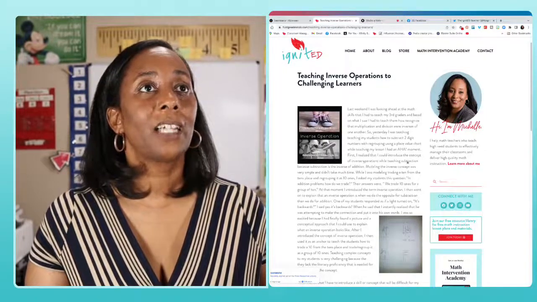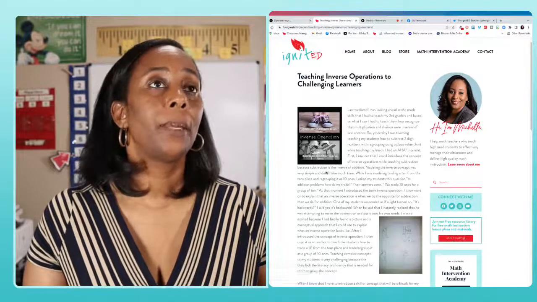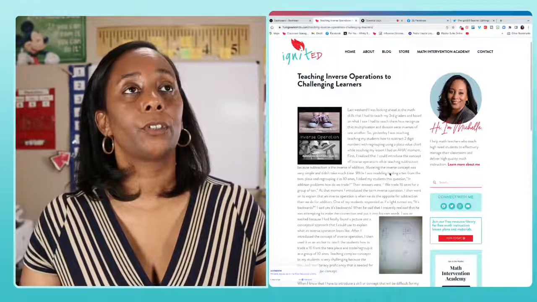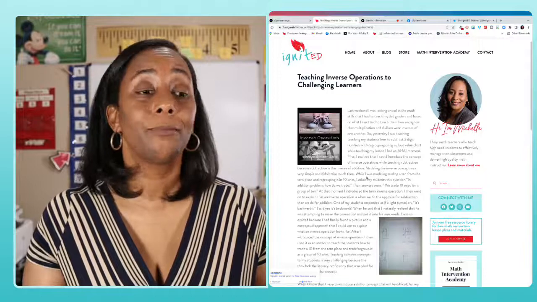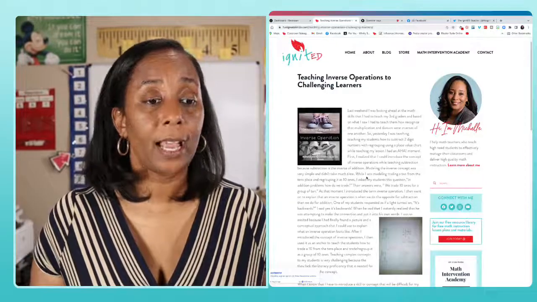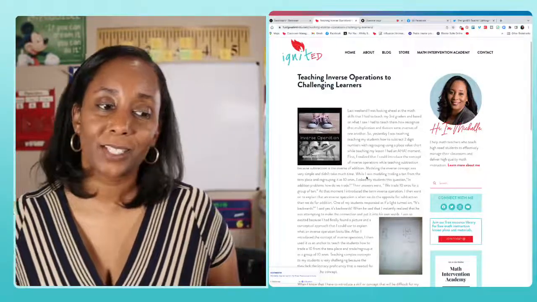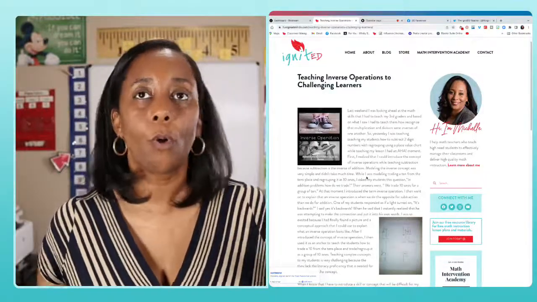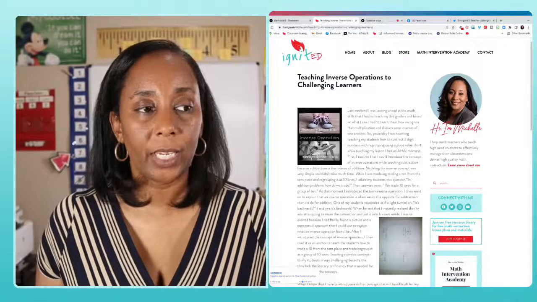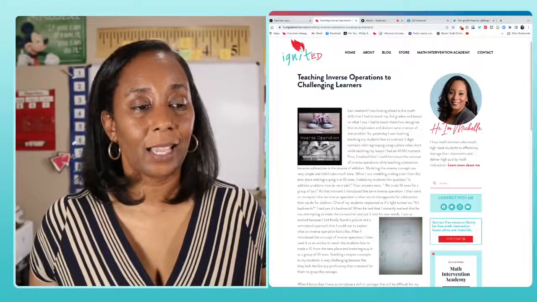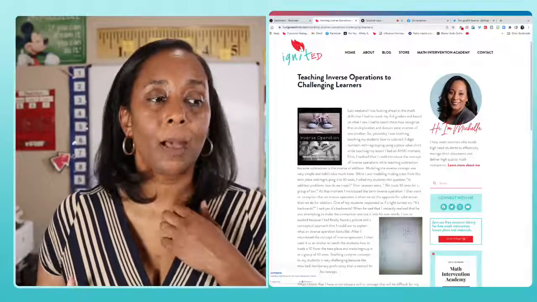First, I realized that I could introduce the concept of inverse operations while teaching subtraction, because subtraction is the inverse of addition. Modeling the inverse concept was very simple, and it didn't take much time. So this is my experience. And I guess we grow as educators when it comes to how we teach concepts, and we learn a better way. But this was my aha moment.